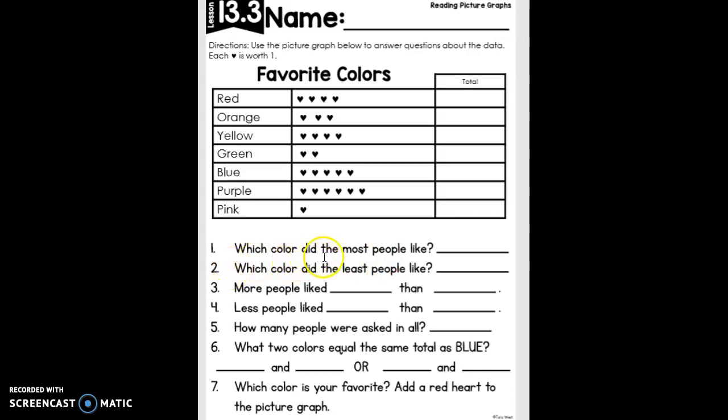Number 1, which color did the most people like? Number 2, which color did the least people like?